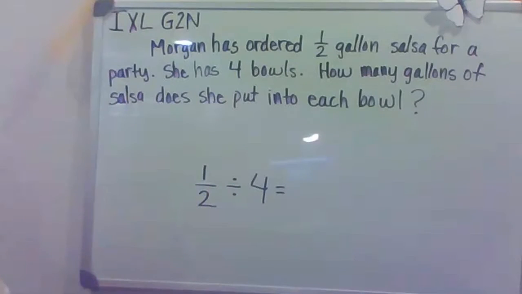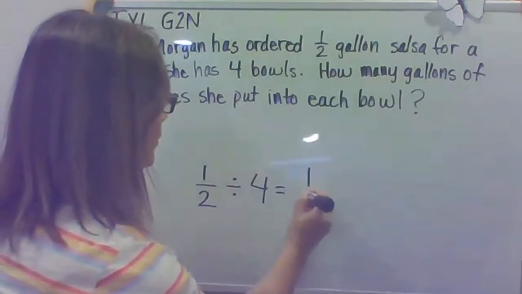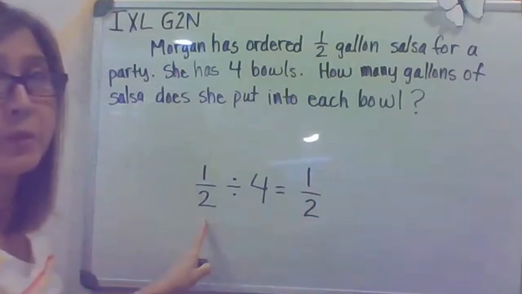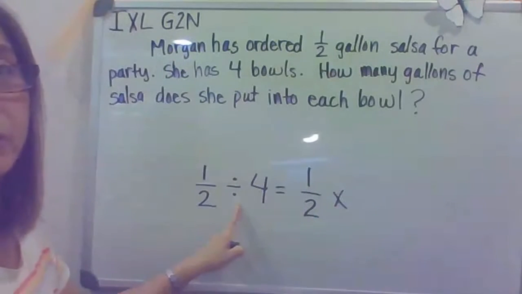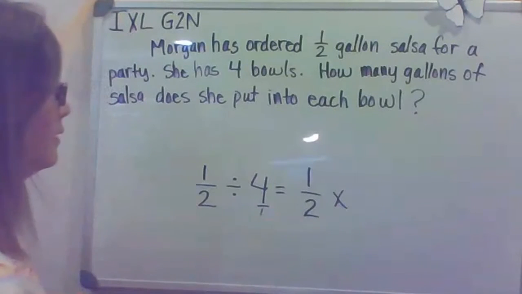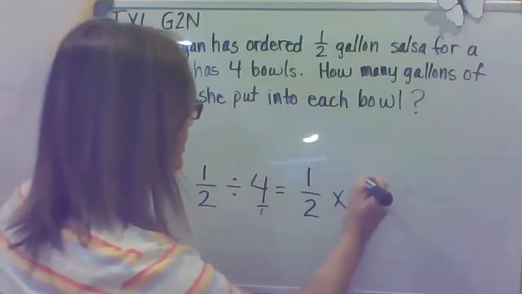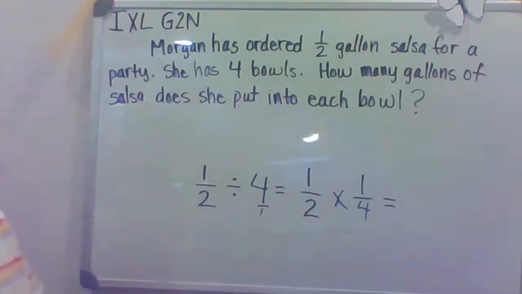So that math equation is going to look like this. 1/2, so we keep it. We switch the math operation. This is really 4/1, and now we flip that fraction. So instead of 4/1, it's 1/4. So that's really going to be our math equation that we're solving.